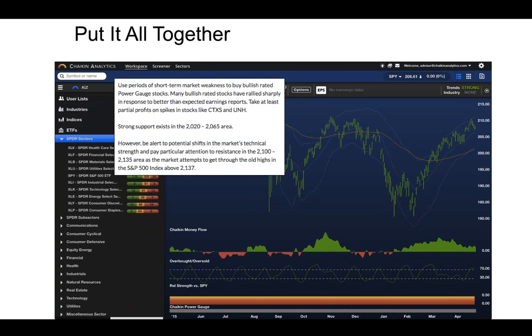From a practical standpoint, what exactly should I be doing with my portfolio? How does this impact me? Well, as you see here, ultimately using periods of short-term market weakness to buy bullish rated stocks is always the right way to go whenever you see a short-term pullback.